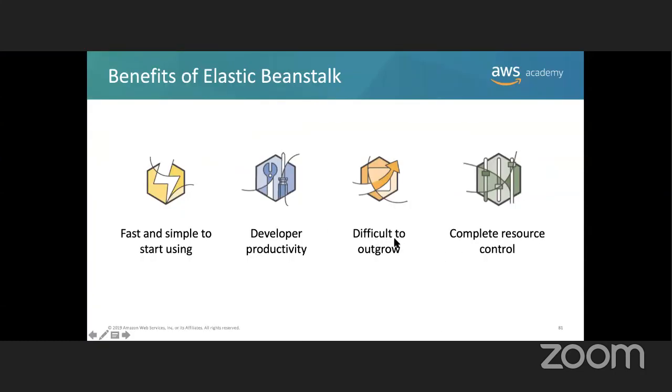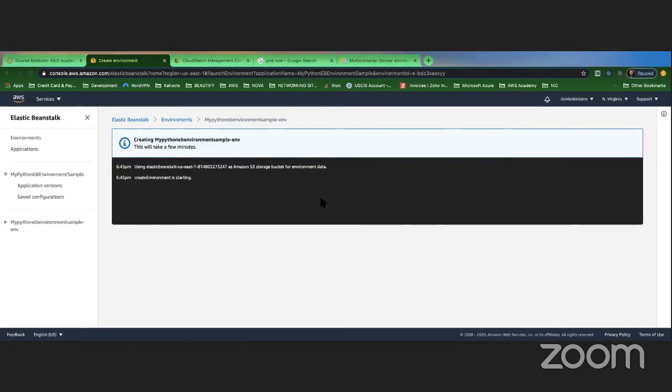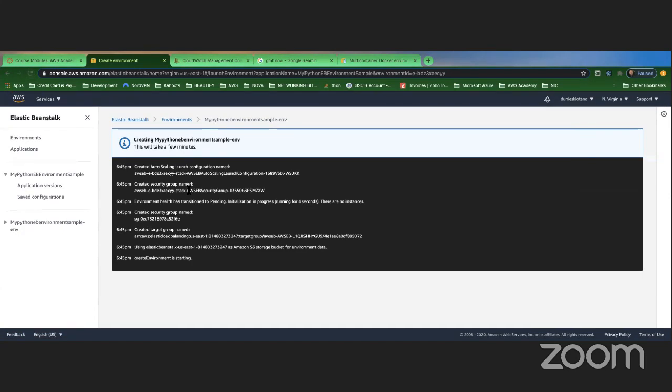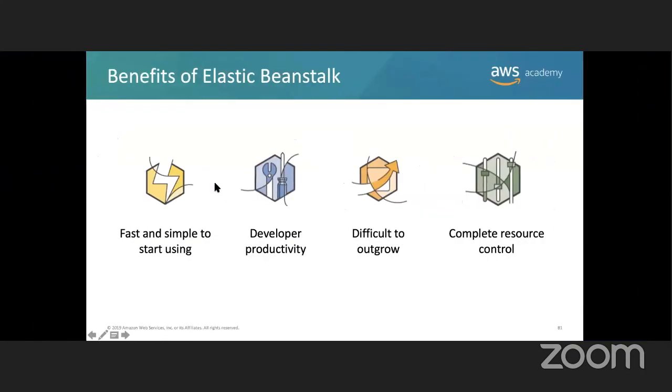It's difficult to outgrow because it's unlimited. It can scale unlimitedly. There's no limit for Elastic Beanstalk. So can you outgrow that? That's pretty difficult. And complete resource control, because you have a section that says configuration, and then you can see what's going on there. So it's created this out of these guys for me, right? And I will show that later, right?